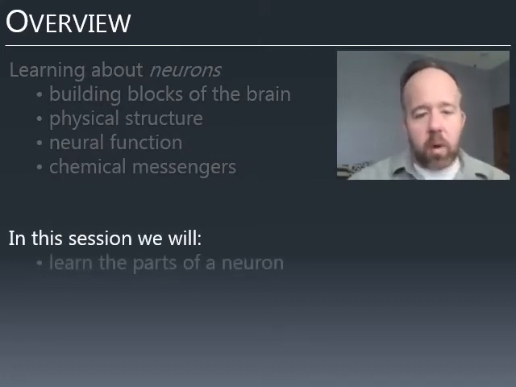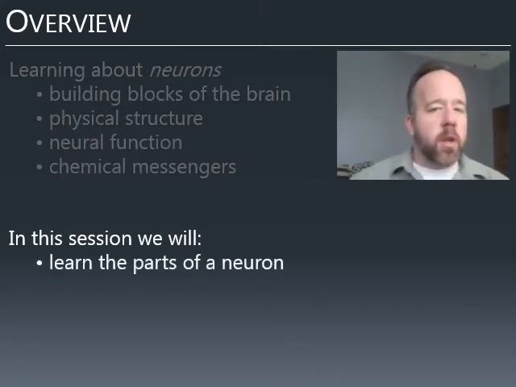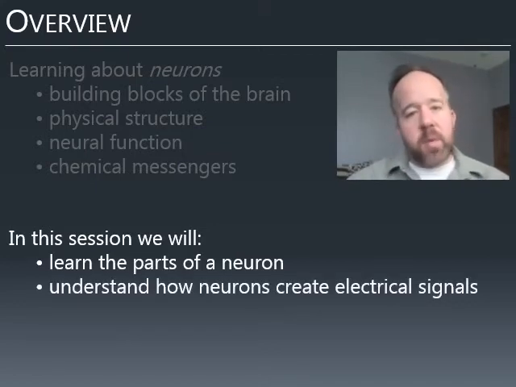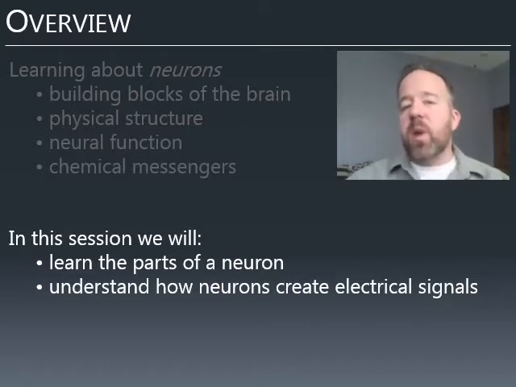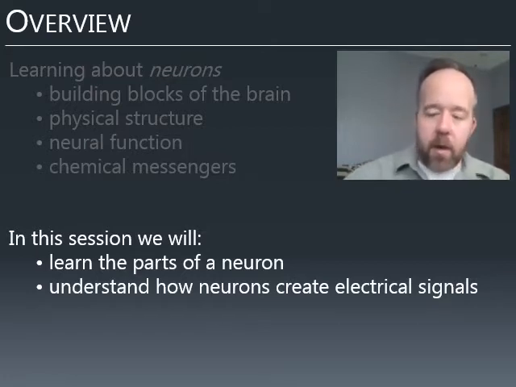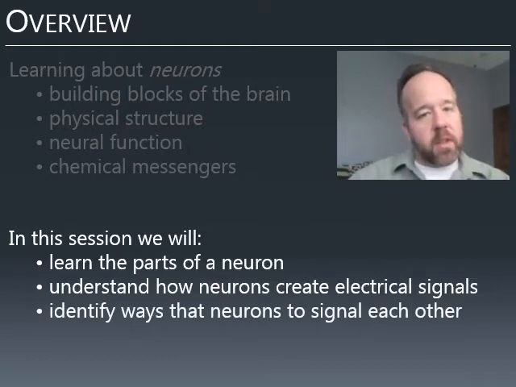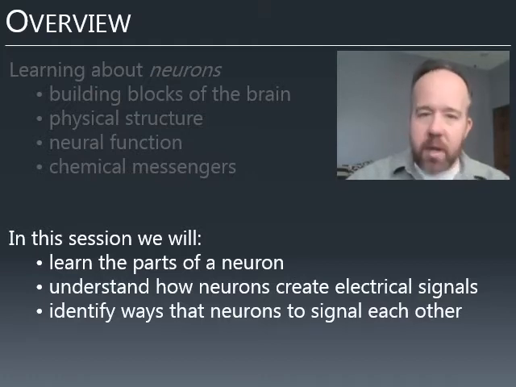So in this session in particular, we're going to learn the different components of a neuron, what the structures are, what they're called. And then once we have that structure in mind, we'll begin to understand how neurons create these electrical signals. It's going to involve a little bit of chemistry, but if it's been a while since you had chemistry or biology, don't worry. We're going to go over the important basics, and there's really just a couple of moving parts for understanding neural function, at least signaling within a neuron. And then we're going to move on to the next step, which is how neurons communicate with one another. So they do that using those chemical messengers.